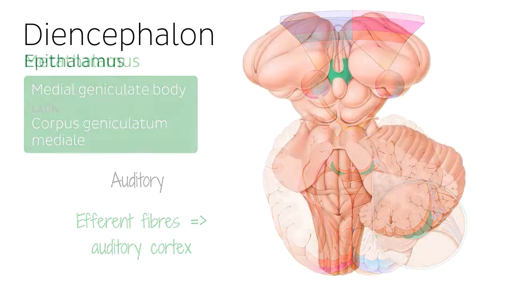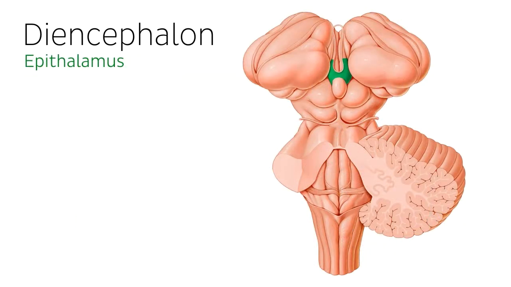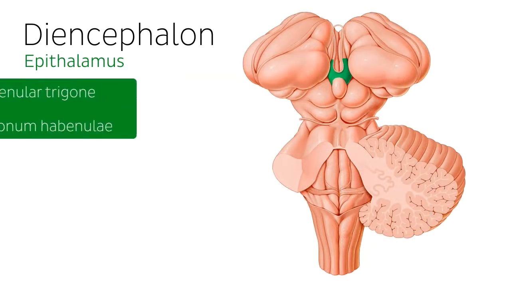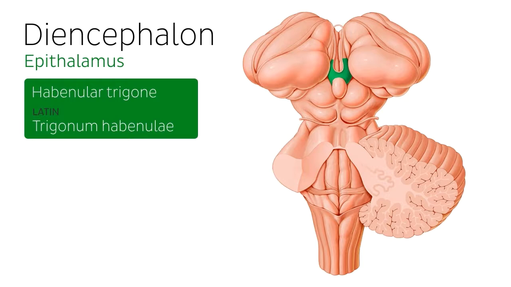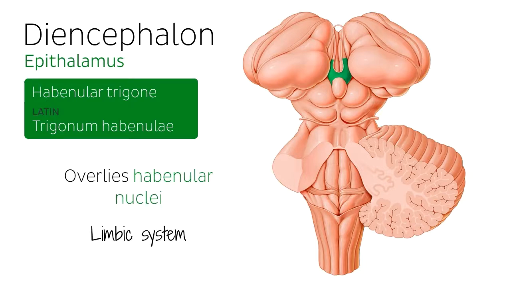Moving towards the midline, we now find ourselves in the epithalamus, and specifically at the habenular trigone, a small triangular area located at the posterior end of the third ventricle, comprising part of the stalk of the pineal gland. And the habenular trigone overlies the habenular nuclei and is considered part of the limbic system.